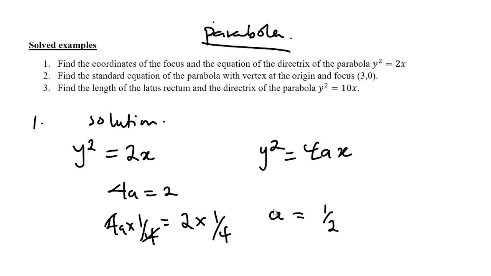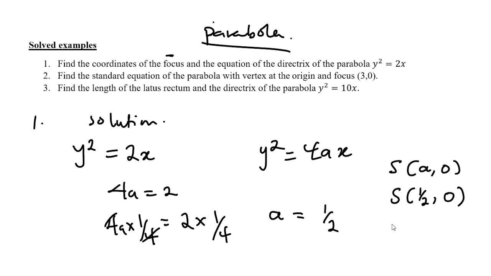Now, we have to find the coordinate of the focus. So if it is in this form, what will be the focus? It is (a, 0). So it means that our focus will be (1/2, 0). That is the coordinate of our focus.